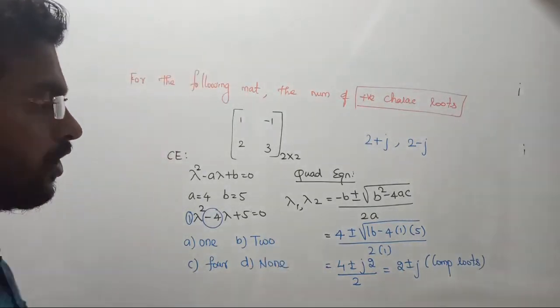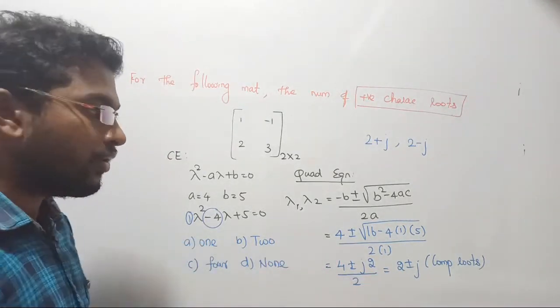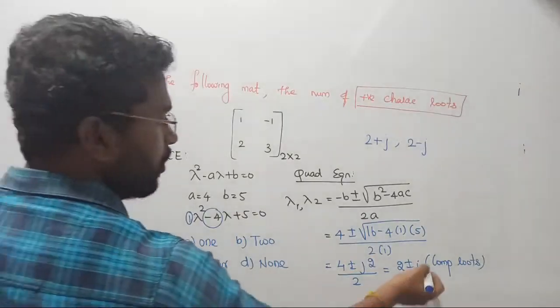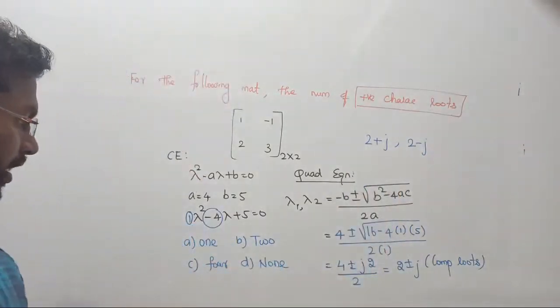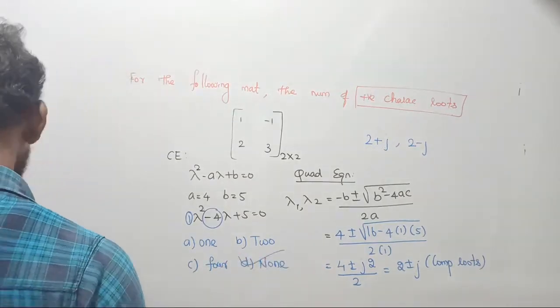See, I am in need of positive characteristic roots. Do you have? No, I don't have positive characteristic roots. I have what? Complex roots, right? So the correct one is what? We should select option D.